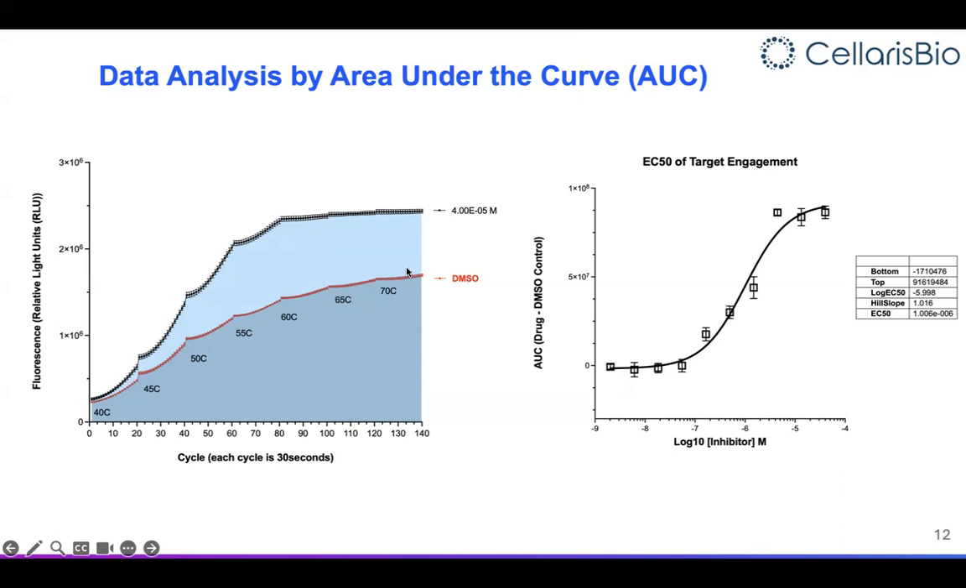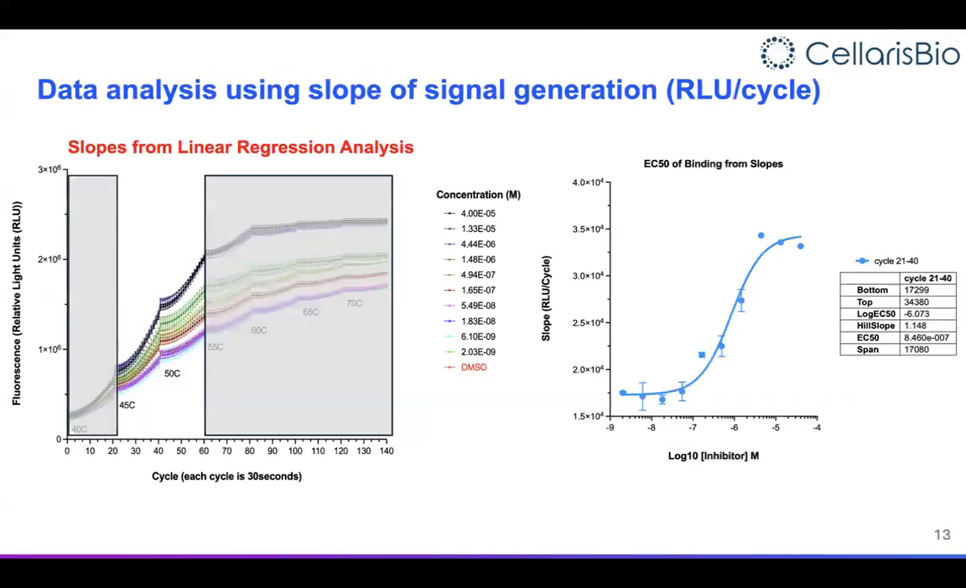Now you can do that for each particular dose, determine the area under the curve, and plot that on the y-axis. And on the x-axis, plot the dose of inhibitor being tested on a log scale, and then fit a sigmoidal dose response curve. And in this case, the curve fitting results in an EC50 of binding of about 1 micromolar determined for this particular compound with this particular microtag target.